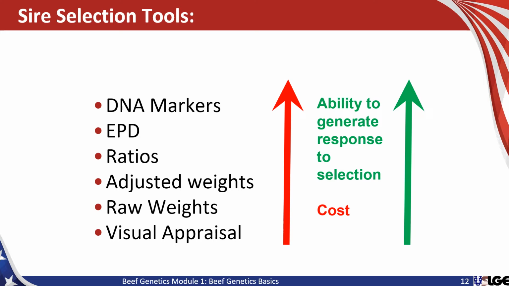But we also know as we move up this list that the pieces of information are better in terms of generating response to selection. They're more precise. They've done a better job of isolating genetic effects away from environmental effects. As such, we should try and focus on attributes that are near the top of this list to use in our selection systems.